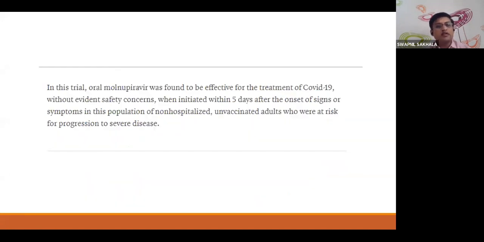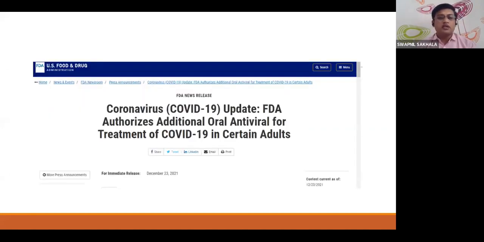So in this trial, they have shown that molnupiravir was highly effective in the treatment of COVID-19 without evidence of safety concerns. But the crux is when initiated within 5 days of onset of signs and symptoms, in a population who are non-hospitalized, who are unvaccinated, and who are at risk of progression to severe disease. So this is the real indication. Basically, for those patients who are non-vaccinated, non-hospitalized, and at risk of progression to severe disease, molnupiravir was found to be a very effective regimen. Now, for people who are young, whether to use it or not, we will go ahead and see.